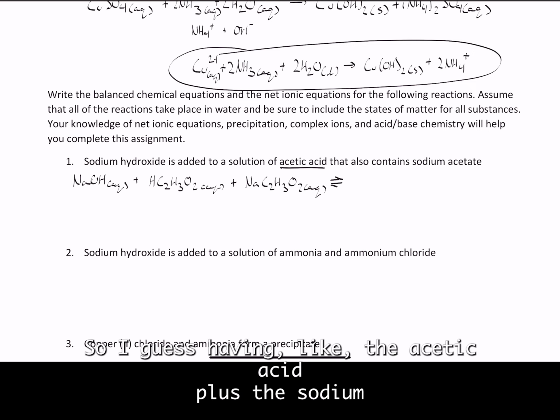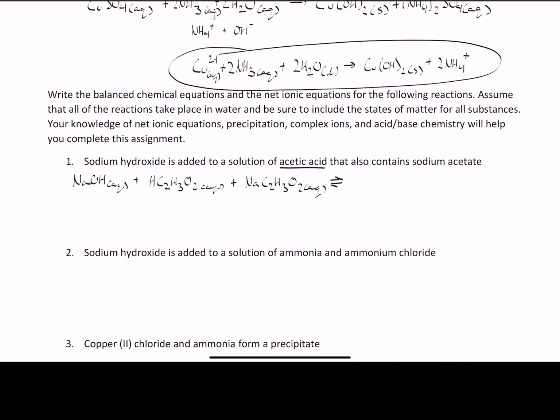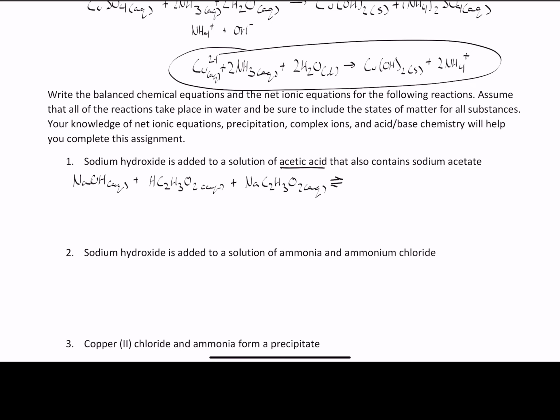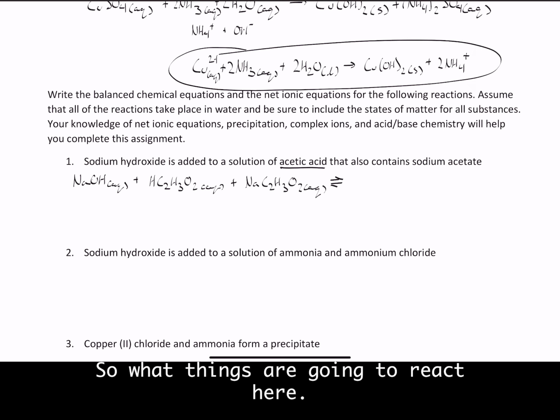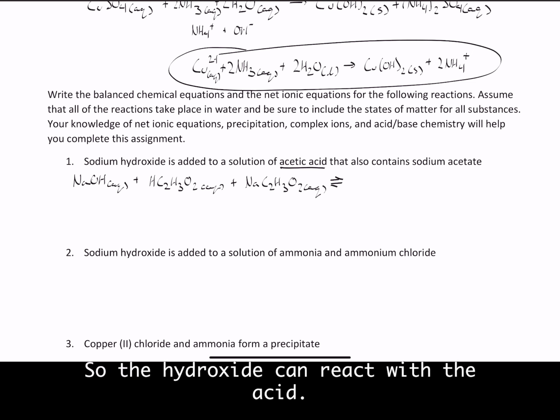Yeah, so having the acetic acid plus the sodium acetate might make you think, oh, maybe that's like adding a lot of acetate. But if you go and look at the complex ions, it's not. There's a lead acetate, and that's the only acetate. But we don't have any lead in this reaction. So what things are going to react here? Yeah. So the hydroxide can react with the acid and we get water.